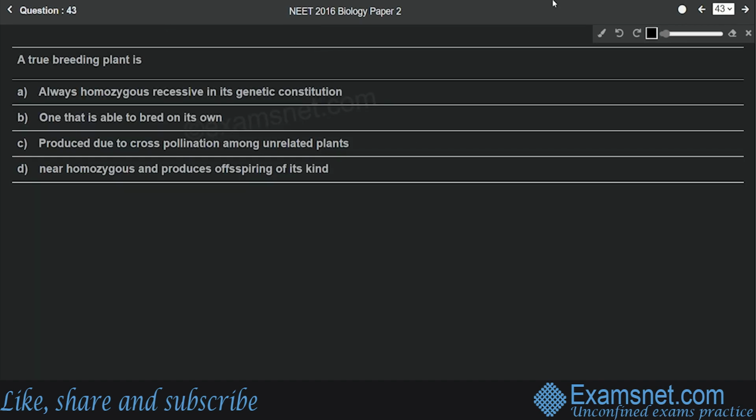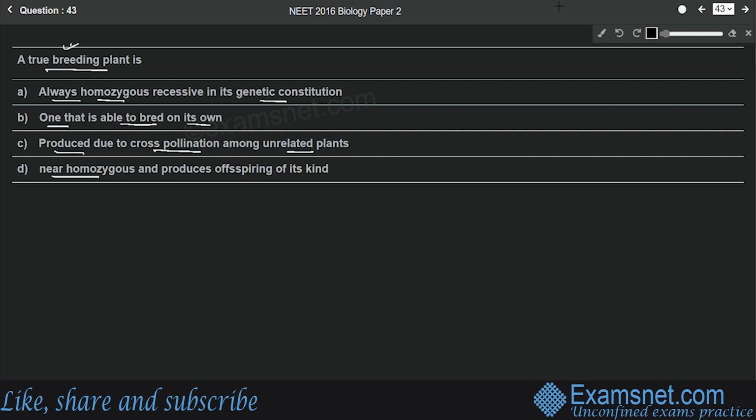Question number 43 is from the chapter Strategies for Enhancement in Food Production. And the question is, a true breeding plant is option A, always homozygous recessive in its genetic constitution. Option B, one that is able to breed on its own. Option C, produced due to cross pollination among unrelated plants. And the last one is near homozygous and produces offspring of its kind.